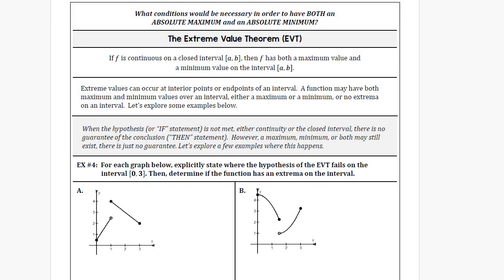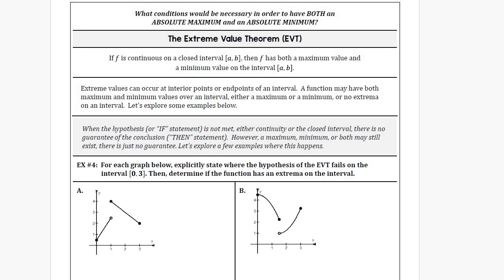Extreme values can occur at interior points, which just means the stuff on the inside, or at endpoints. A function may both have a maximum and a minimum over the interval, either a max or minimum, or no extreme. It just depends on if it is continuous or not. So it says for each graph below, explicitly state where the hypothesis of EVT fails on the interval, then determine if the function has extrema. So if it's not continuous, then we cannot guarantee it, okay? But if it is continuous, we can guarantee it.